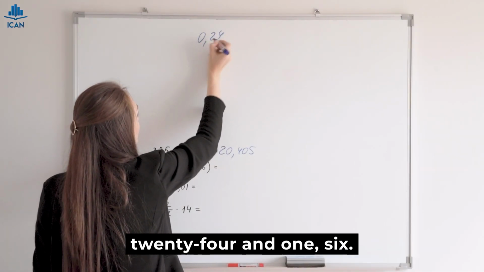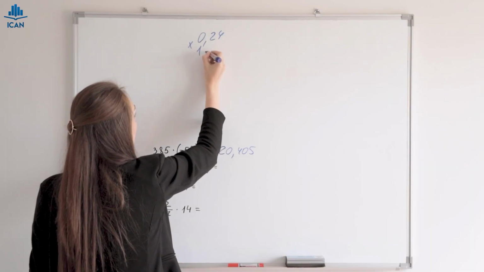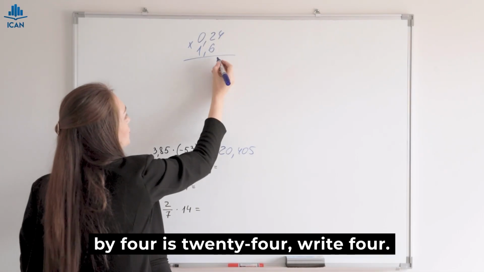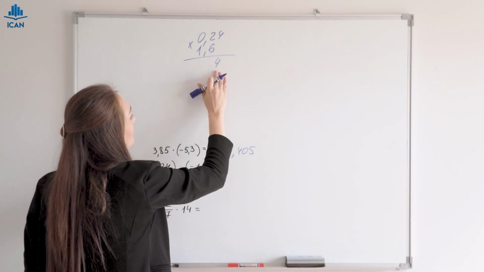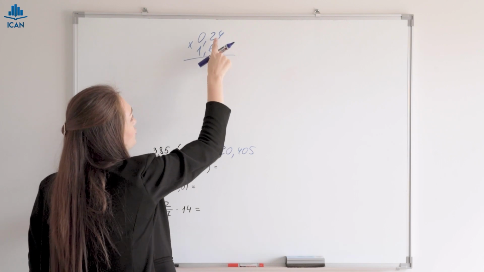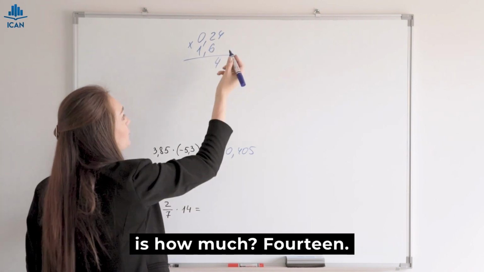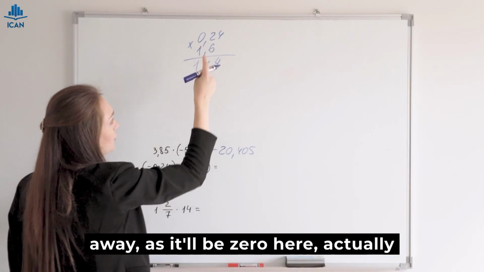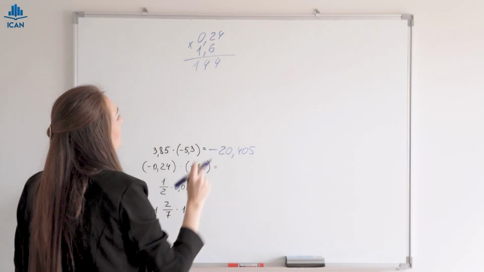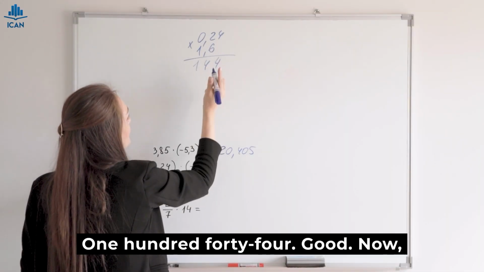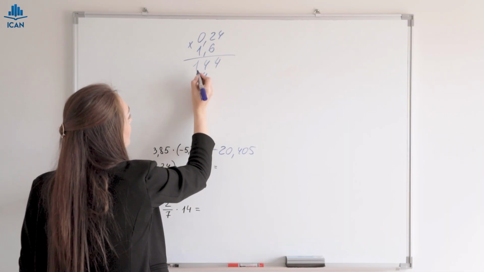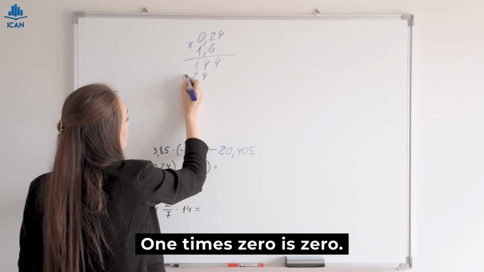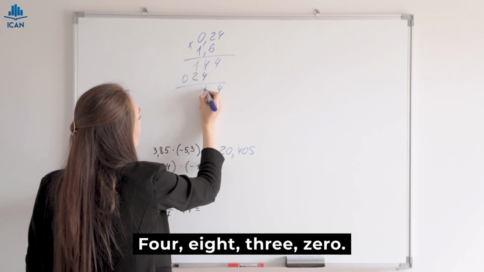Also in column 24 and 1, 6. Multiply 6 by 4 is 24, write 4. Then 2 in mind, right? 6 times 2 is 12 plus 2 is how much? 14. Let's write 14 right away as it'll be 0 here, actually 0, right? 144. Good. Now 1 times 4 is 4. 1 times 2 is 2. 0. 1 times 0 is 0. 4830.